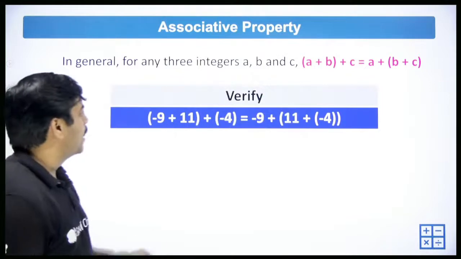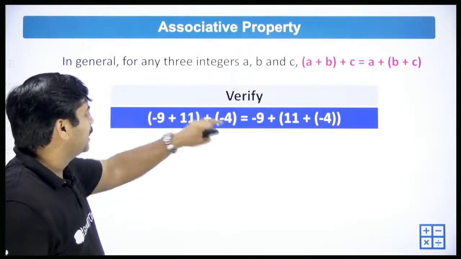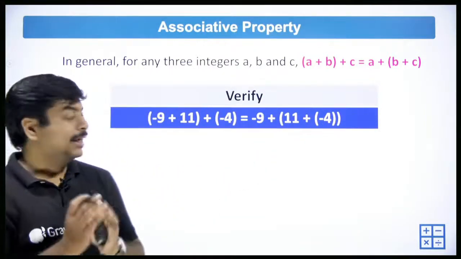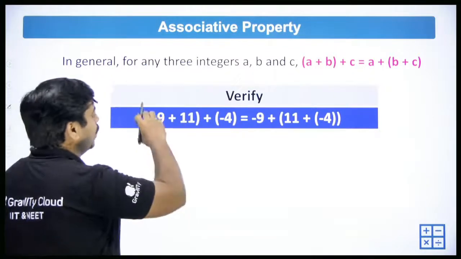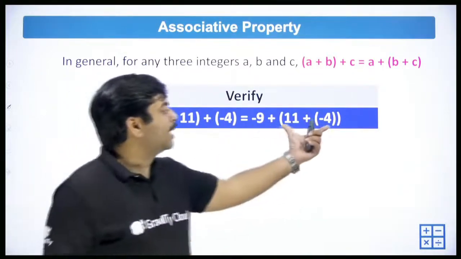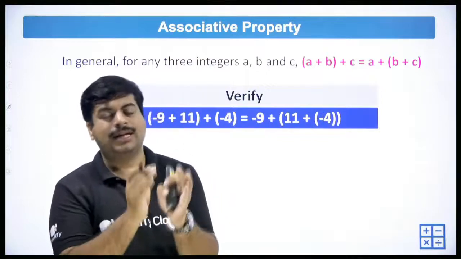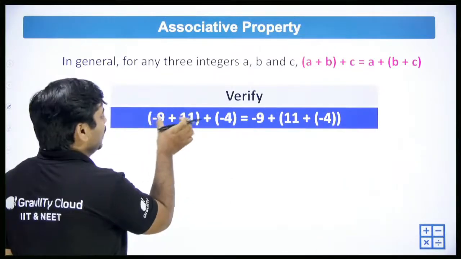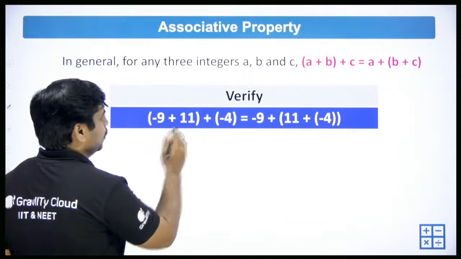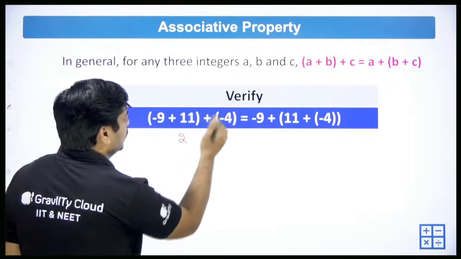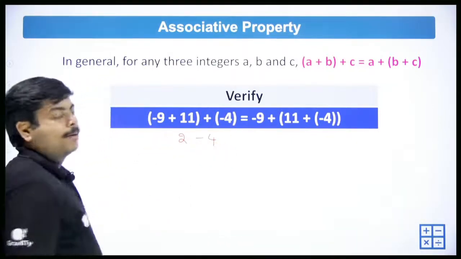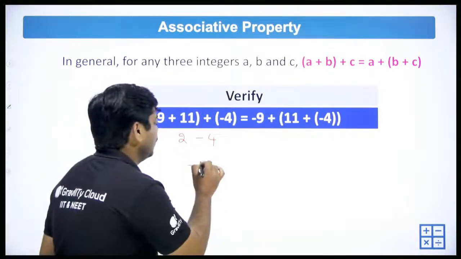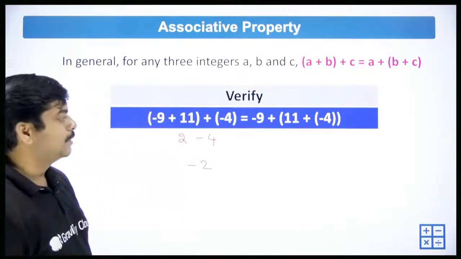So what is the next question? Minus 9 plus (11 plus minus 4) and (minus 9 plus 11) plus minus 4. The thing is, whenever you have brackets, that means they should be calculated first. That's a group. Only after that you go outside. So minus 9 plus 11 is 2. 2 plus minus 4 is nothing but 2 minus 4, which is minus 2, correct?